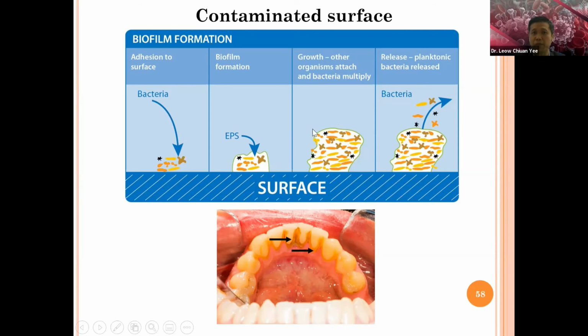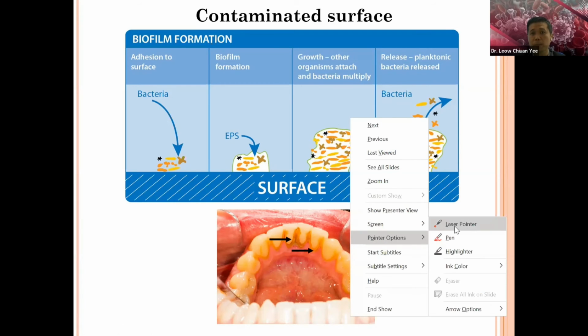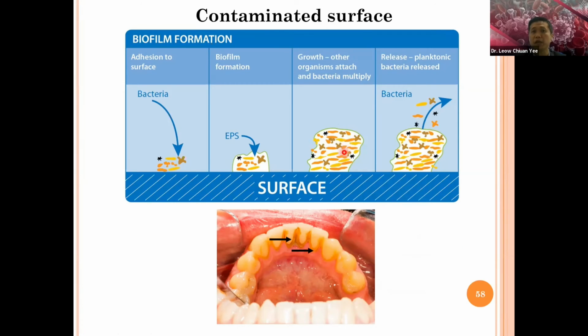So once the biofilm is formed like this, the bacteria themselves get protected from the environment. Once the redundancy of the bacteria is reached, they start to release and go to another new area again.